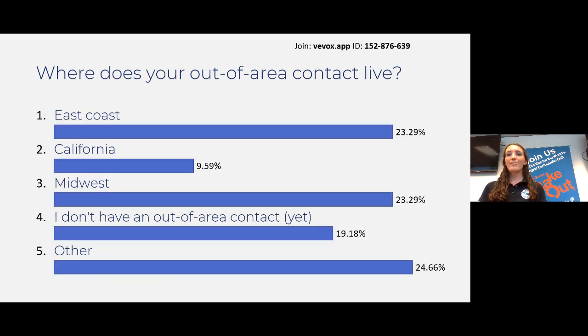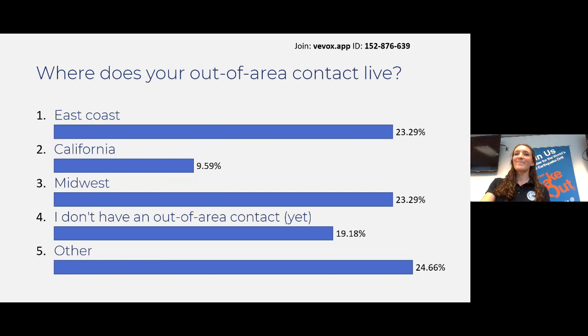And quite a variety, wow. And California actually has the fewest responses, and that is okay because they have a lot of disasters too. So this is great. I'm so excited to see how many people do already have an out-of-area contact. And for the 19% of you who don't yet, please get on that tonight.